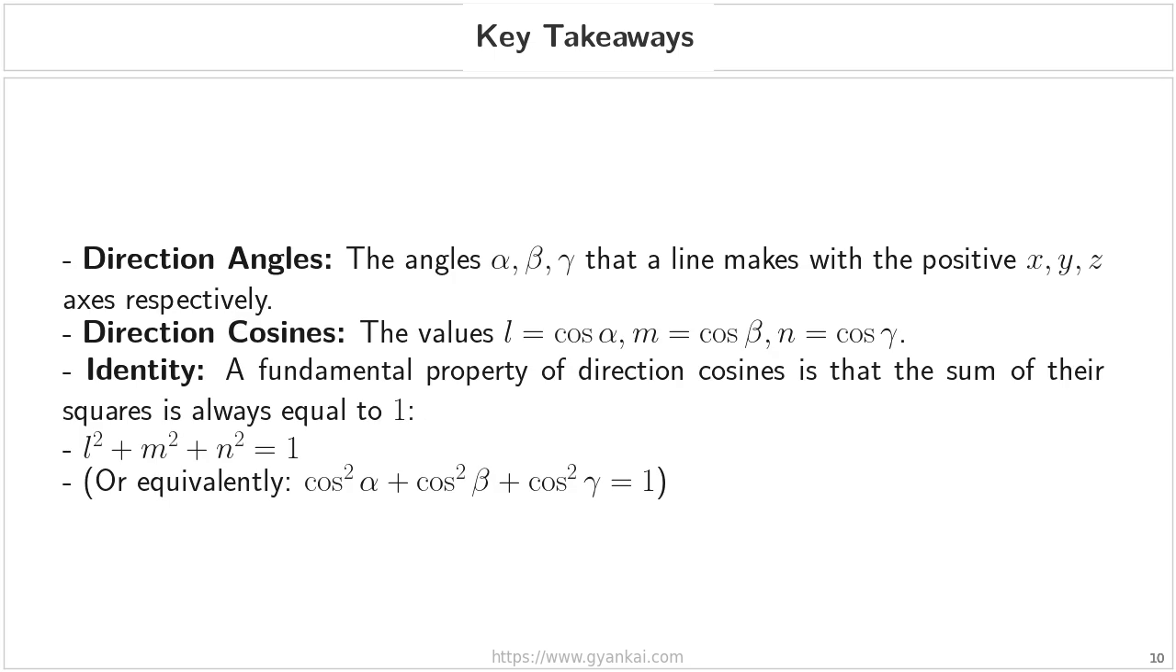Finally, there is a very important mathematical identity you must remember. It is a fundamental property that the sum of the squares of these direction cosines is always equal to 1. In mathematical terms, that is L squared plus M squared plus N squared equals 1. Or, if you prefer to look at it in terms of the original angles, cosine alpha squared plus cosine beta squared plus cosine gamma squared equals 1. This property is a great way to check your work. If your calculated values don't satisfy this equation, you'll know something went wrong in your calculations.